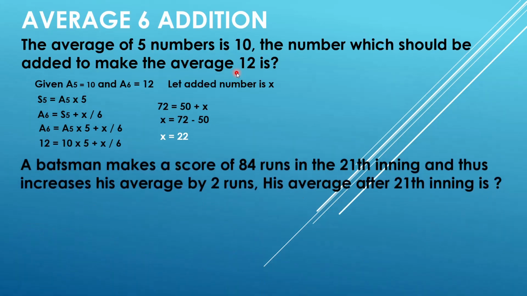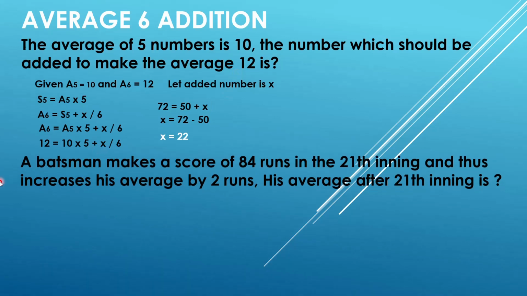Now take the next example. This is a very important example for averages. Multiple questions are asked on this example in competitive examinations. This is a somewhat difficult question. So what have they asked? A batsman makes a score of 84 runs in the 21st inning, meaning he has played the 21st inning and he scored 84 runs.